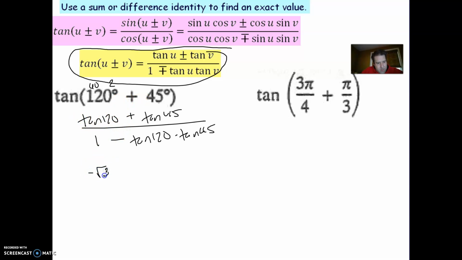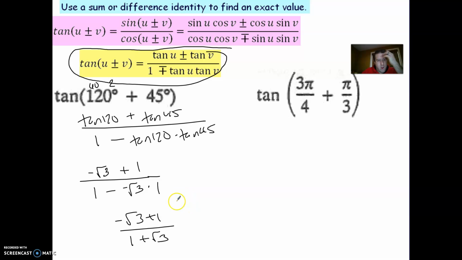So it's negative square root of 3 plus tangent of 45 is 1 over 1 minus, this happens to be negative square root of 3. Let's see, negative square root of 3 times 1. Simplify that down, so that gives me negative square root of 3 plus 1 over 1 plus square root of 3. Now, for those of you probably wondering, why aren't I going to radicalize this? Because I really can't, because it's a part of an expression. So I just leave it the way it is, and that's your answer.